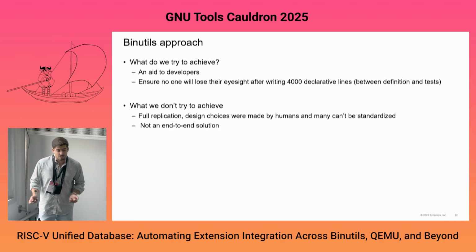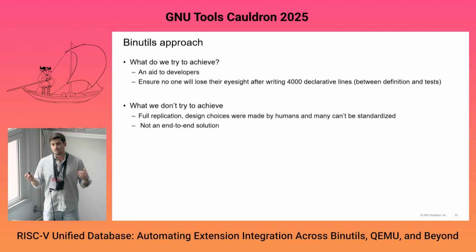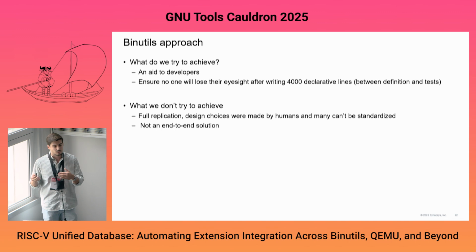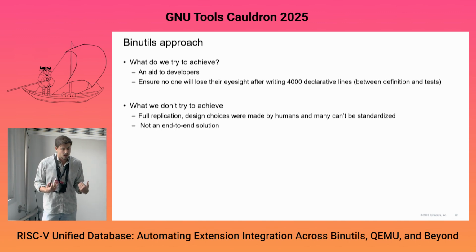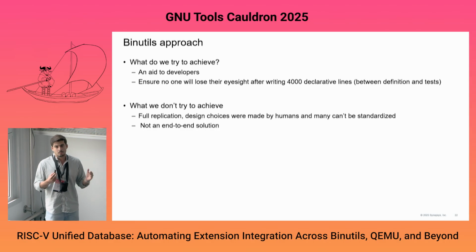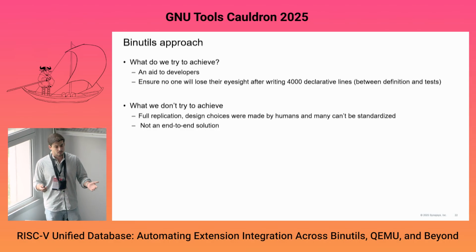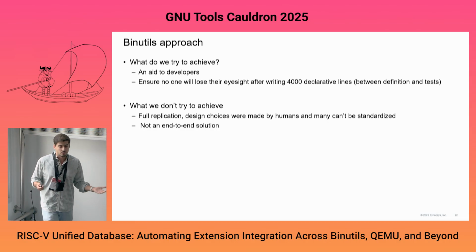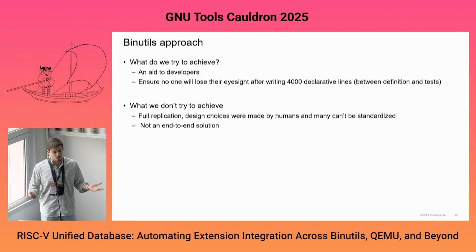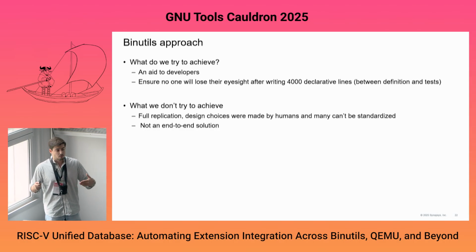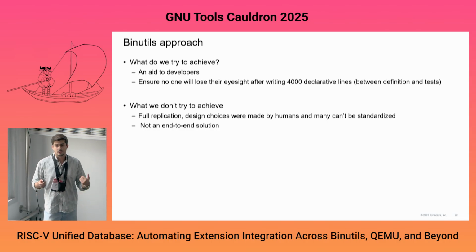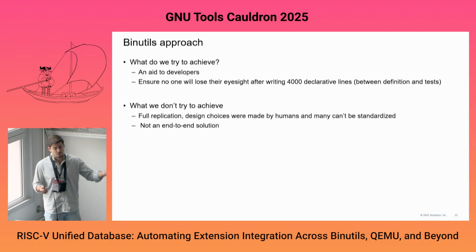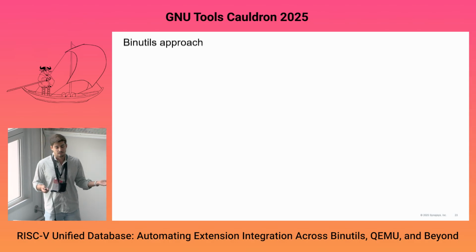But what I don't try to achieve here is full replication of Binutils. We're not trying to fully match what's already there. We're just trying to allow people to save a lot of time in this porting of new extensions and to avoid them spending a week writing 4,200 lines of declarative code. And even make that process more standardized, so it's not handwritten, it's based on a source of truth that's already verified and that you can trust.